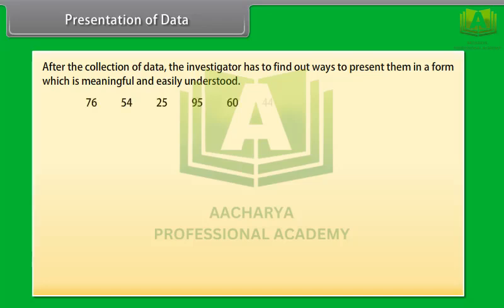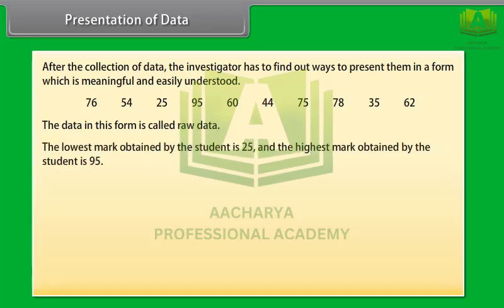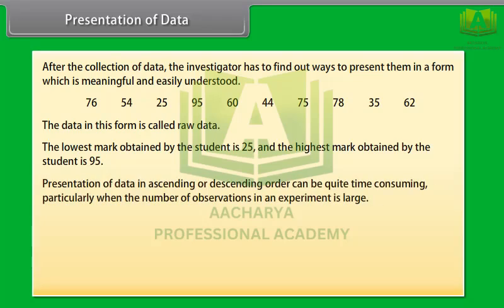Look at these numbers. These numbers are the marks obtained by 10 students in subject science. The data in this form is called raw data. The lowest mark obtained by the student is 25, and the highest mark obtained by the student is 95. If we write these numbers in ascending or descending order, then it would be easy for us to see the highest or the lowest marks. Presentation of data in ascending or descending order can be quite time-consuming, particularly when the number of observations in an experiment is large.